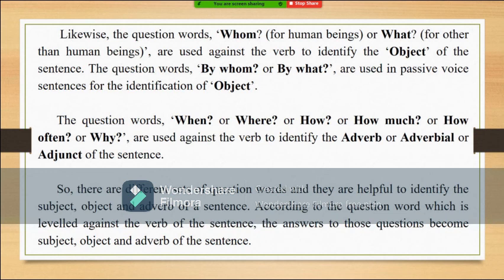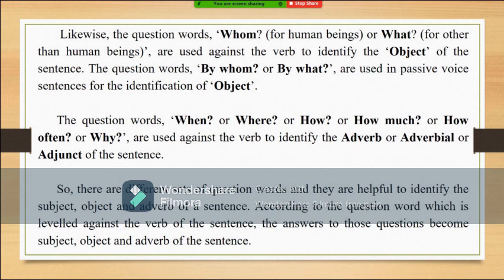So, a snake is the object. In passive voice sentences, we shall see what passive voice is after 4 classes. So, in the passive voice sentences, the question words used to identify the object are different. By whom? There we have to ask by whom.